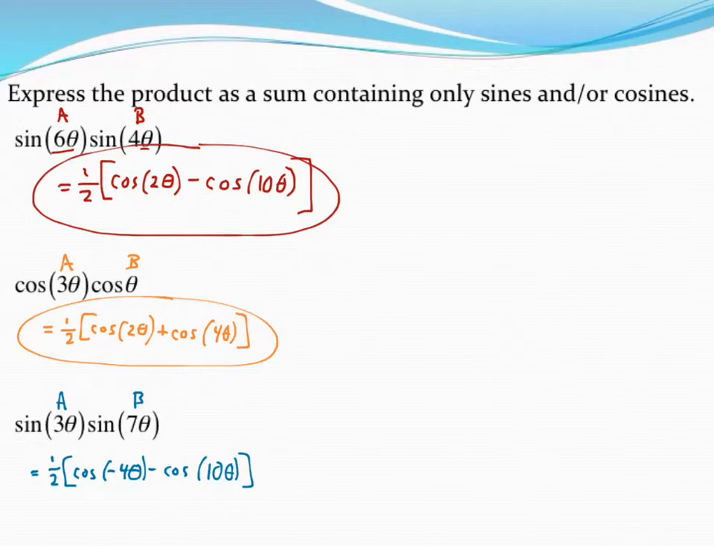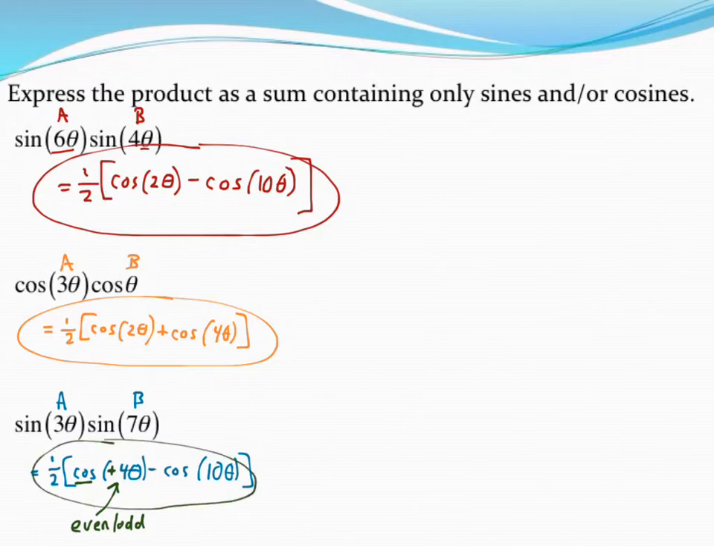However, I never want to leave a negative angle in these problems, and using the even-odd properties we've discussed throughout this semester, I can always get rid of a negative angle in there. If you're working with a cosine, that negative sign just vanishes. We can ignore it completely. The cosine of negative 4 theta is the same as the cosine of positive 4 theta. So I'll just erase it completely. That's true if you're dealing with a cosine. Okay, so that is going to be my final answer.